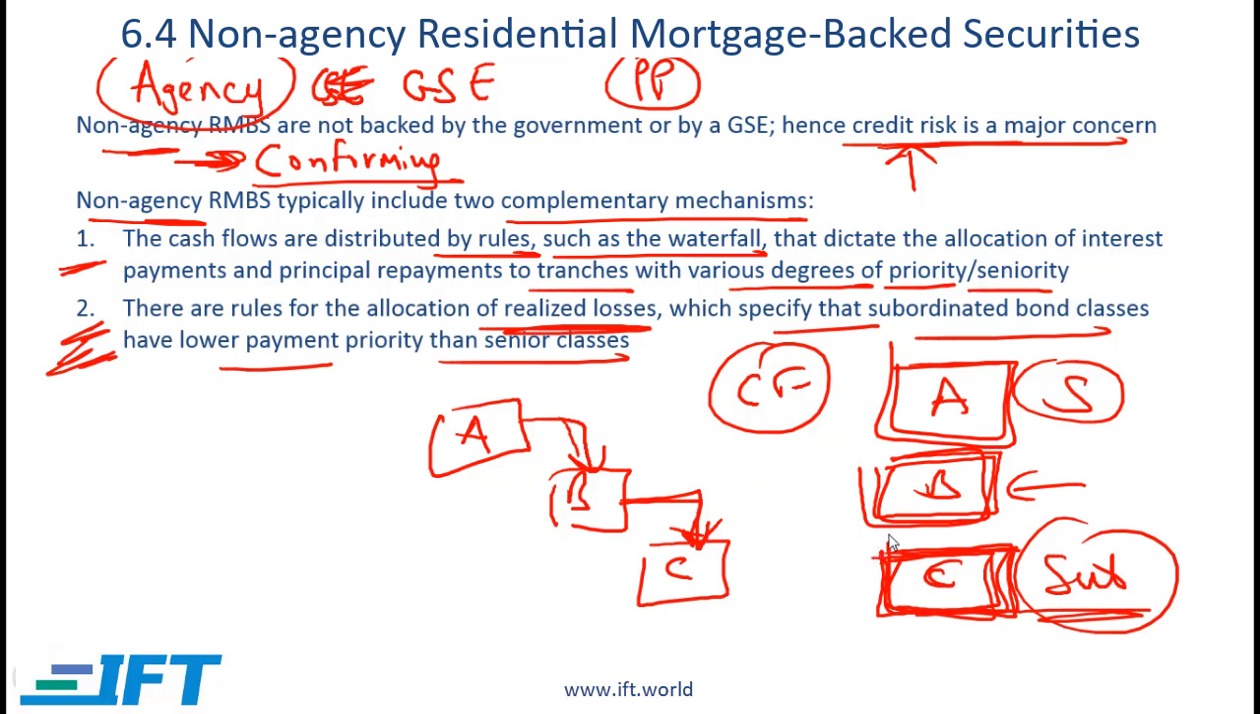If as investors we want to forecast the cash flows associated with each of these bond classes, then clearly we need to make assumptions about default rates, and we also need to make assumptions about recovery rates. This is material that we talk about in more detail in other readings.